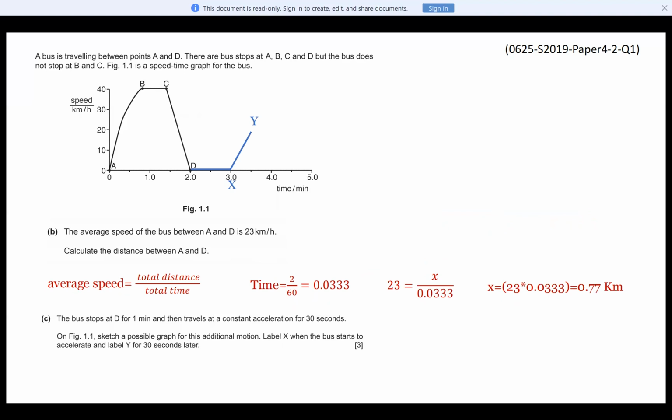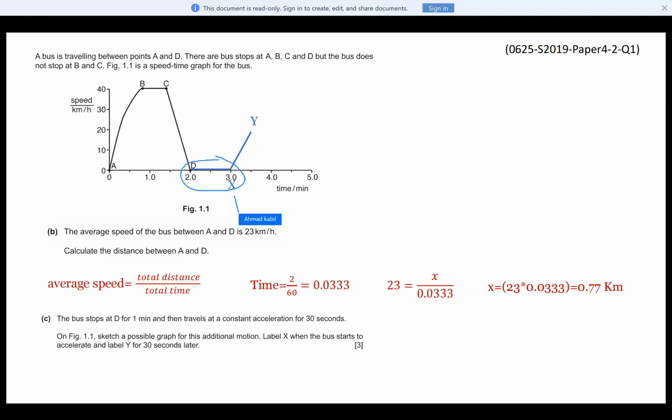The bus stops at D for 1 minute and then travels at a constant acceleration for 30 seconds. On figure 1.1, sketch a possible graph for this additional motion. Label X when the bus starts to accelerate and label Y for 30 seconds later. So it stops at D for 1 minute, and therefore the speed is 0. So for 1 whole minute, we have 0 speed from 2 to 3.